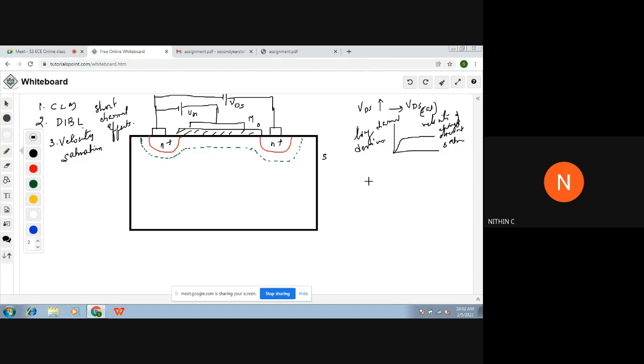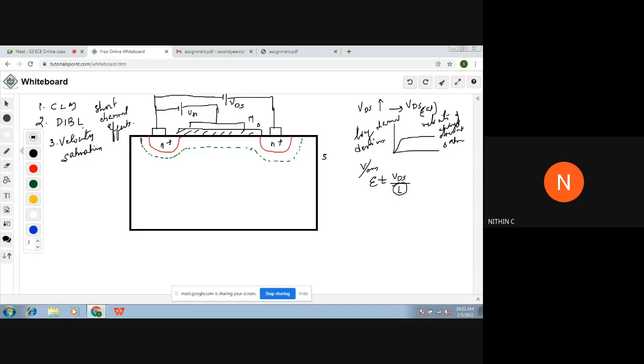You know that electric field can be written as voltage divided by length. We have taken volt per centimeter, not centimeter cube, as the unit of electric field in the first module. Volt per centimeter is the unit of electric field. So you can write electric field as VDS divided by length. So electric field is inversely proportional to the length.